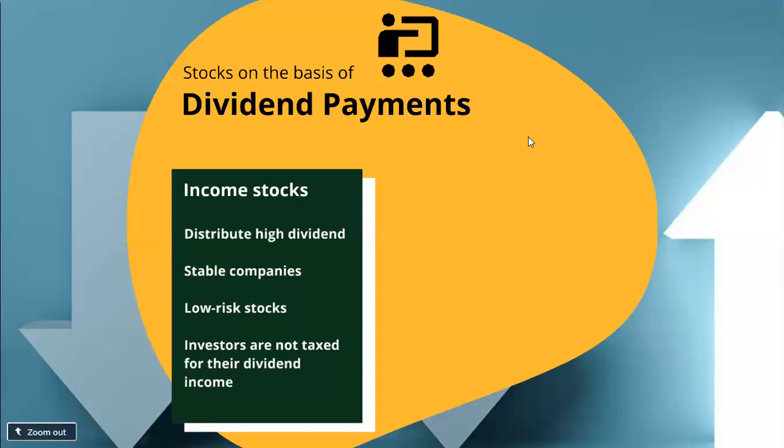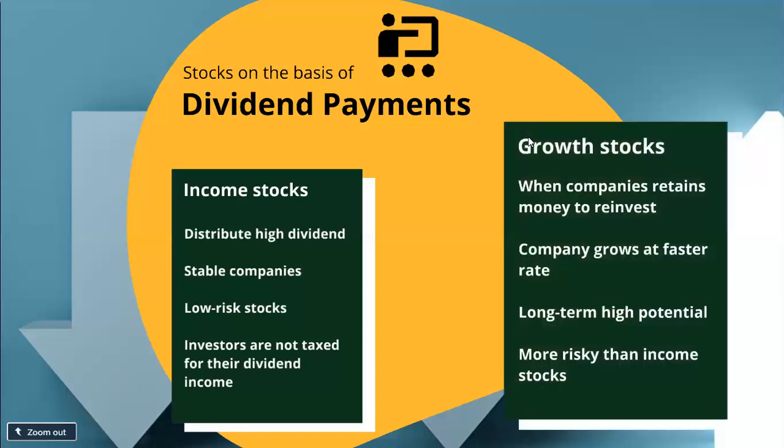Now, talking about the second category, that is the growth stocks. So, please understand that not all stocks pay high dividends. This is because companies prefer to reinvest their earnings for company operations. This usually helps the company grow at a faster rate. As a result, such stocks are often called growth stocks.